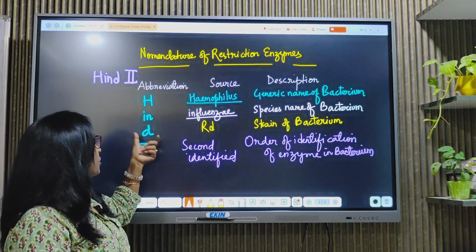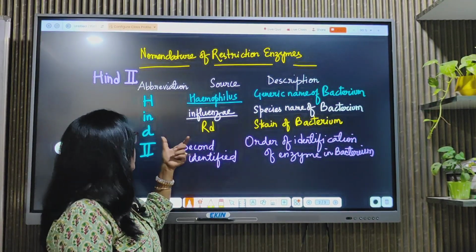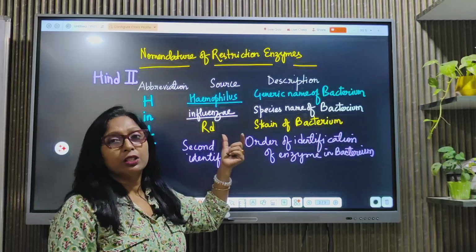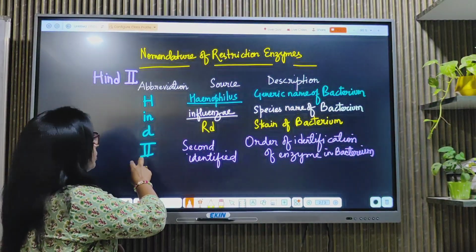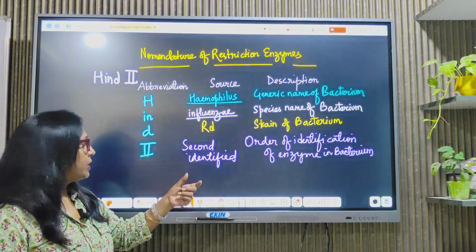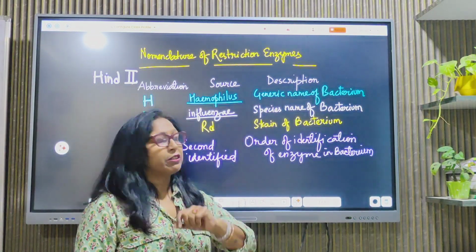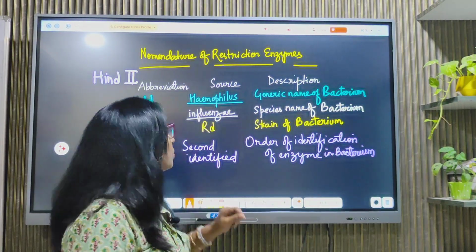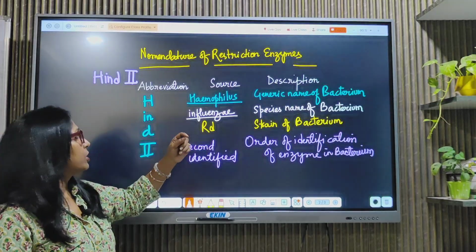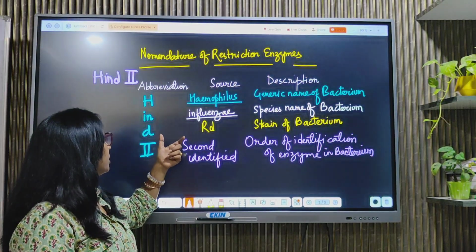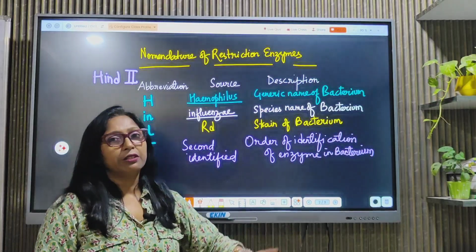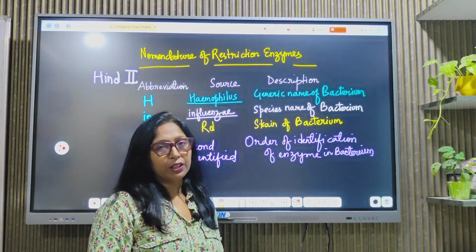And then the strain of the bacterium, here it's D, received from Rd. And then adding up the Roman numeral 2, that explains the order of identification of the enzyme. So HindII is collected from Haemophilus influenzae with the Rd strain and identified second.